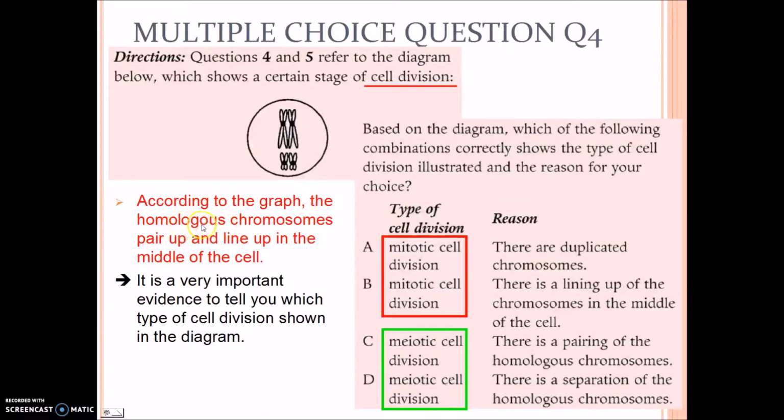According to the diagram, the homologous chromosomes pair up and line up in the middle of the cell. That means it should be related to metaphase, metaphase 1 or metaphase 2. But the key point is that the homologous chromosomes pair up. So mitotic or meiotic cell division, it becomes a 50% question, half-half. Okay, so eliminate A and B, or eliminate C and D first.